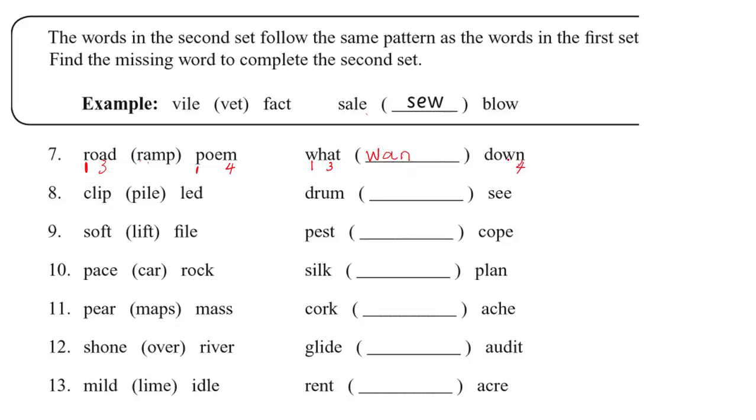So I'm going to go to the second word and pick the first letter there, and that's going to go at the end as D. Okay. So your word here is wand. So that's how to do this kind of question. You just do the same pattern.